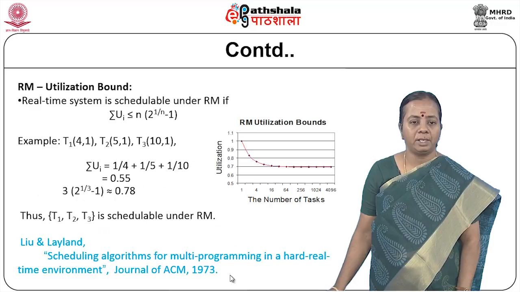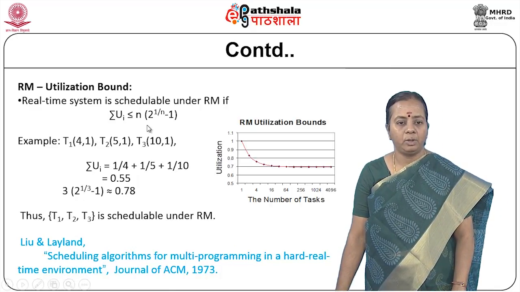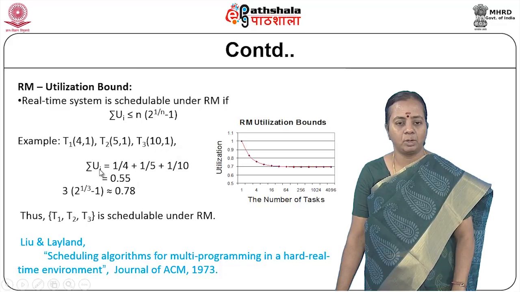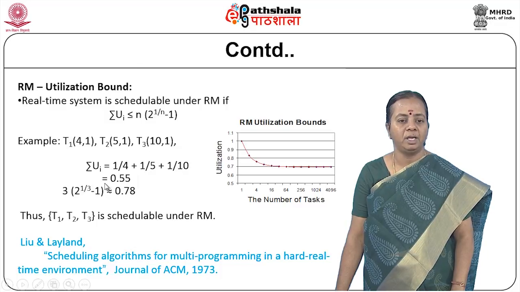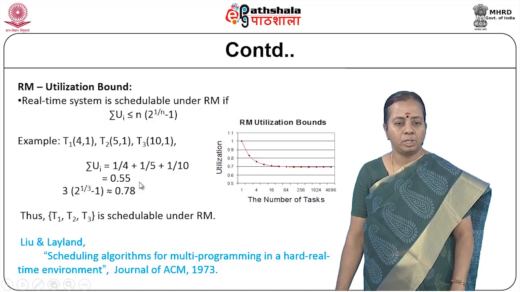Now let us look at the utilization of this kind of scheduling. This is an example: T1 has 4 as the period and 1 as the execution time, T2 has 5 as the period and 1 as the execution time, and T3 has 10 as the period and 1 as the execution time. Then sigma ui is equal to 1 by 4 plus 1 by 5 plus 1 by 10, which is 0.55. That means it should be less than or equal to 1. The question is whether 100% utilization is there or not. We have utilized slightly more than half of the CPU cycles to schedule these tasks.